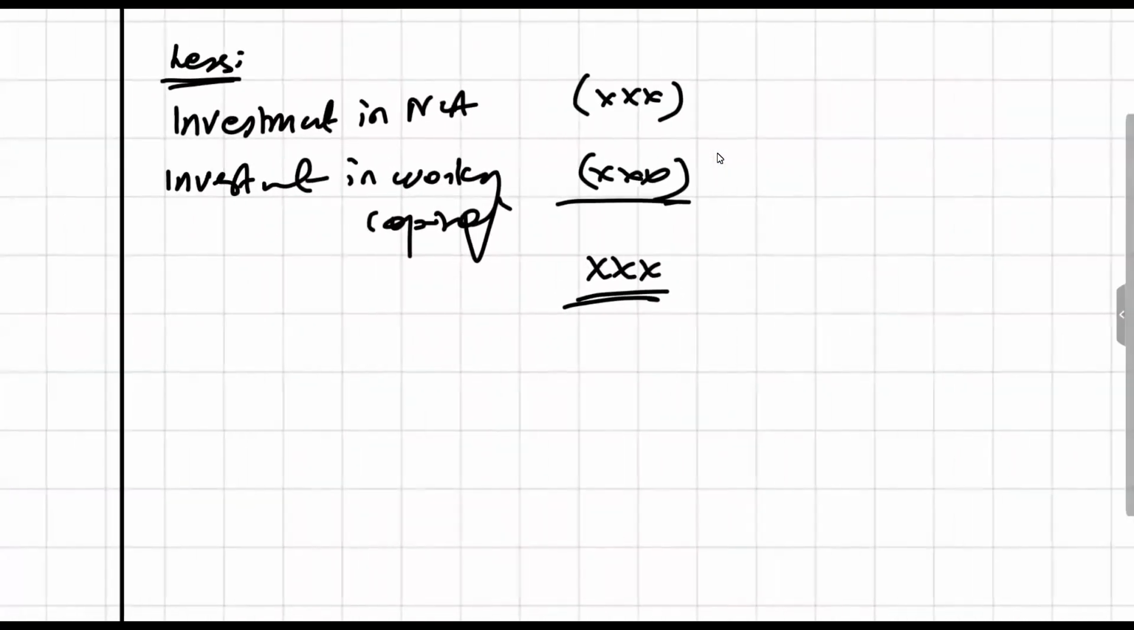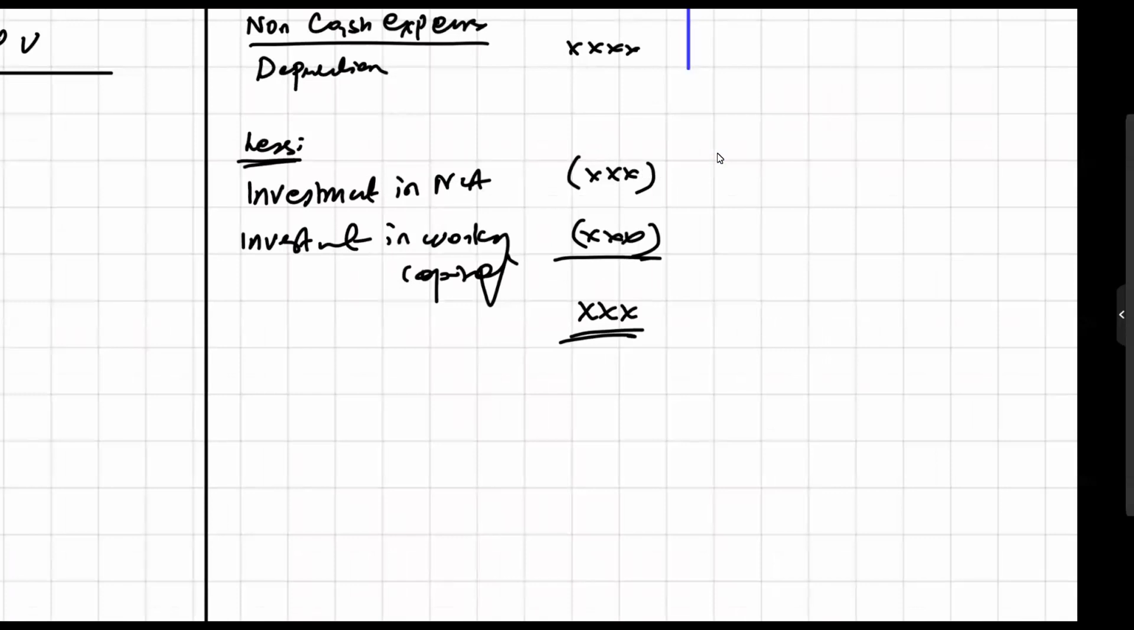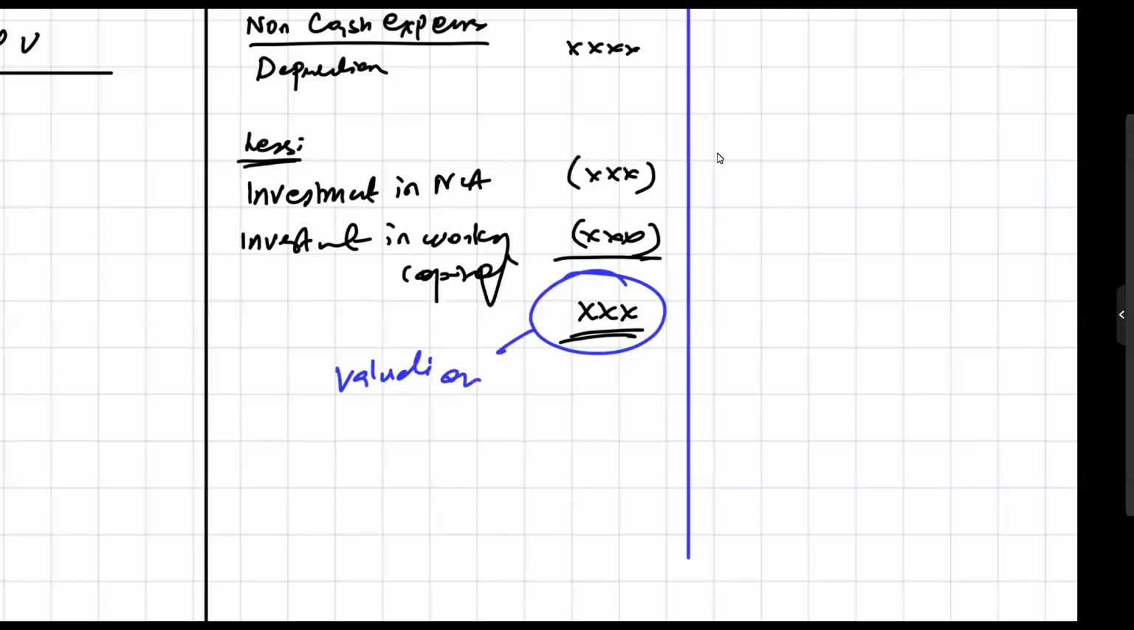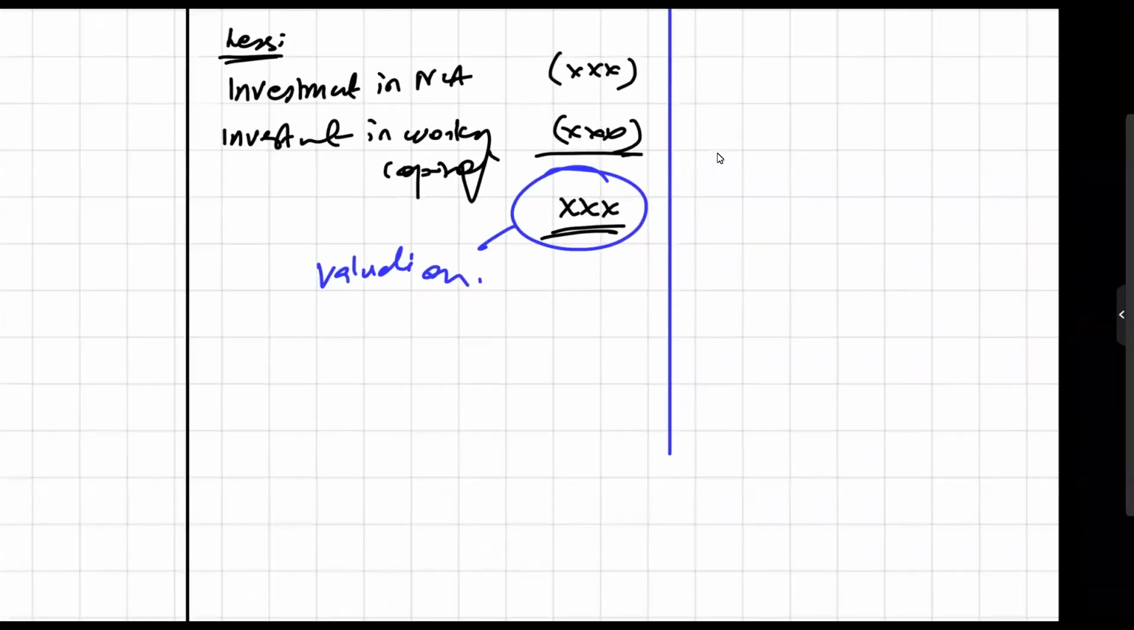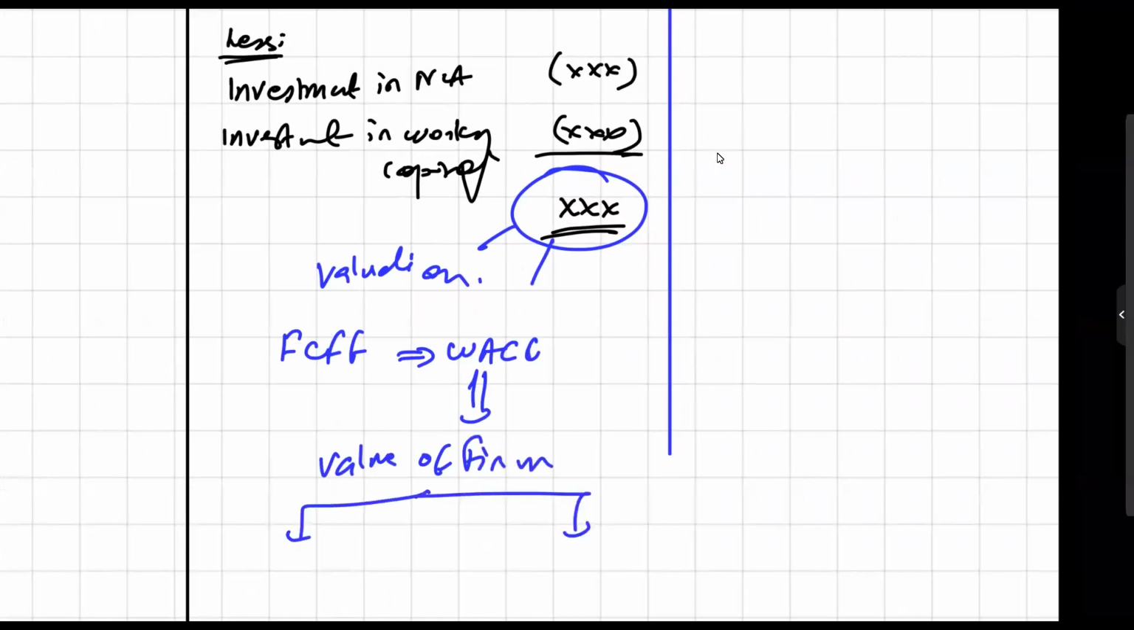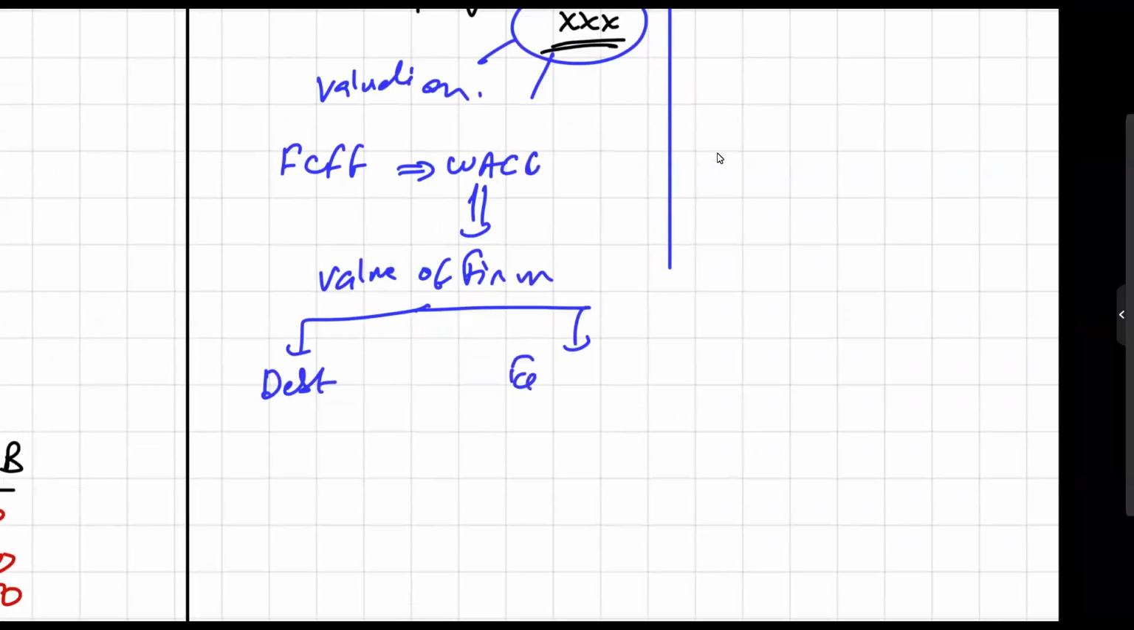As you know, these free cash flows are used for different purposes, and one of the purposes is that we use these free cash flows for the valuation of the company. If we use them for the valuation of the company, always remember the free cash flows to firm should be discounted using the weighted average cost of capital. And resultingly, you would get the value of the firm. The value of the firm would actually be made up of the value of debt and the value of equity. That's what the value of the firm is going to be.